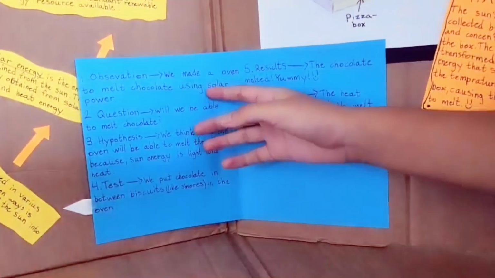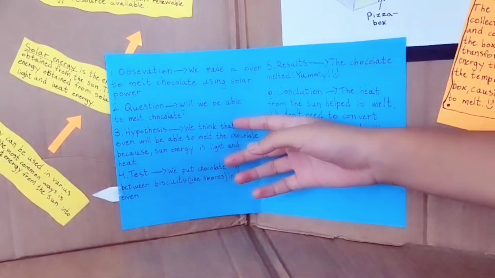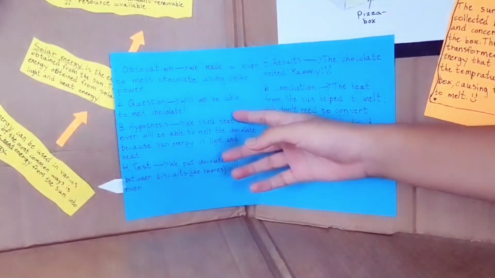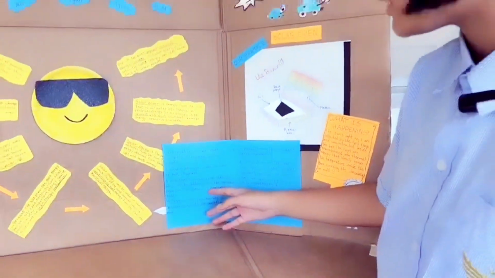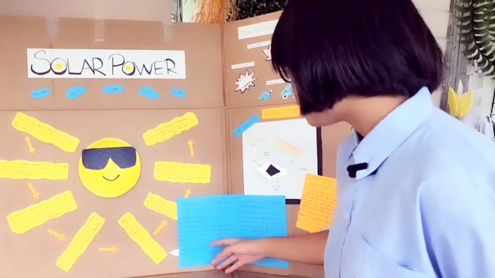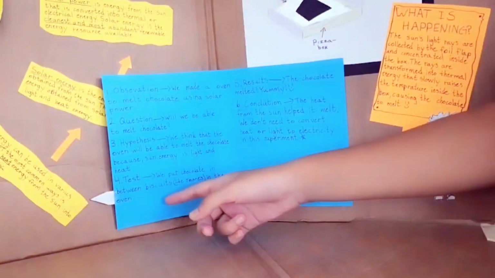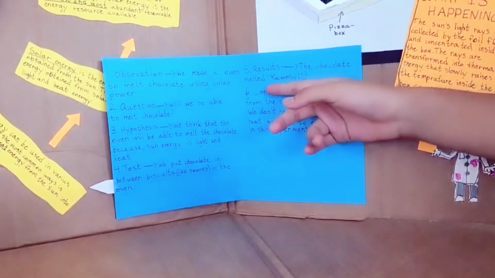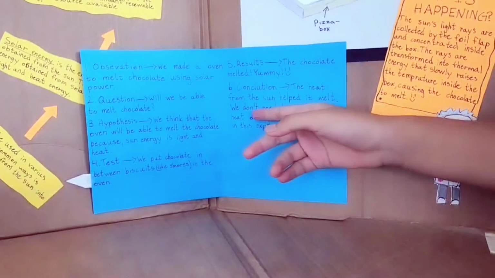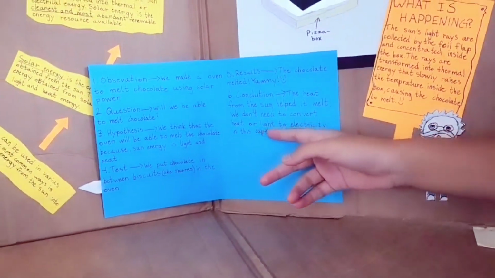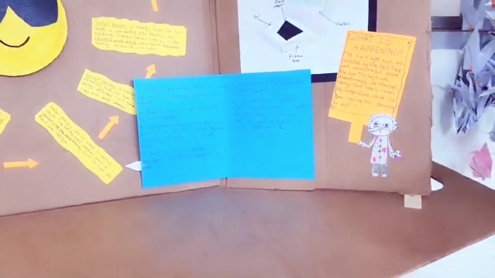Observation. We made an oven to melt chocolate using solar power. Question. Will we be able to melt chocolate? Hypothesis. We think that the oven will be able to melt the chocolate because sun energy is light and heat. Test. We put chocolate in between biscuit like s'more in the oven. Result. The chocolate melt. Yummy. Conclusion. The heat from the sun helped it melt. We don't need to convert heat or light to electricity in this experiment. Over to Elise.